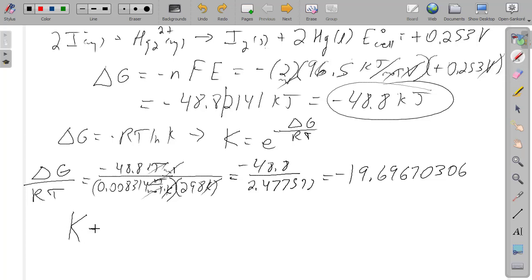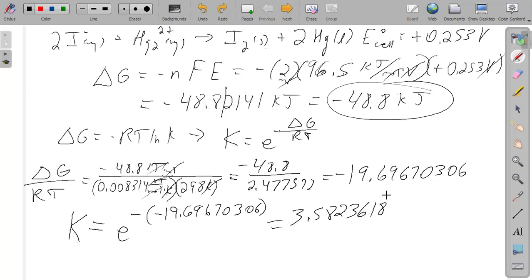K equals e to the minus 19.696. I always keep track of signs, right? 696.703.06. And that's going to give you a value of, at least in mine, because of how we did all this, I got 3.5823.618.54 times 10 to the 8th. And remember, there's no units here.